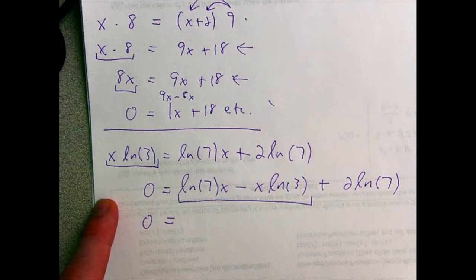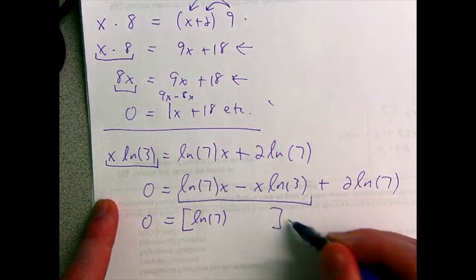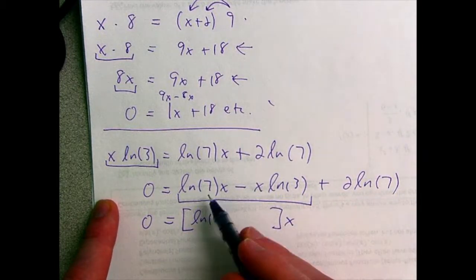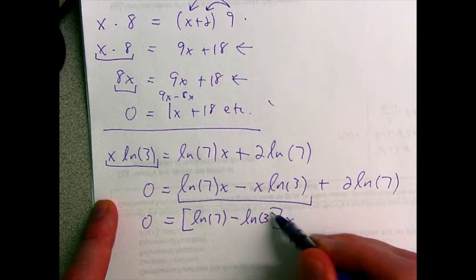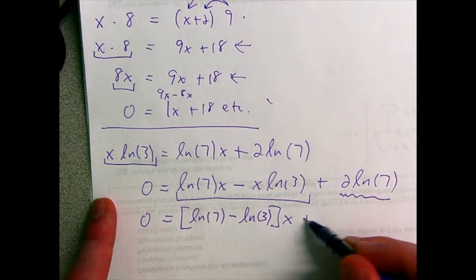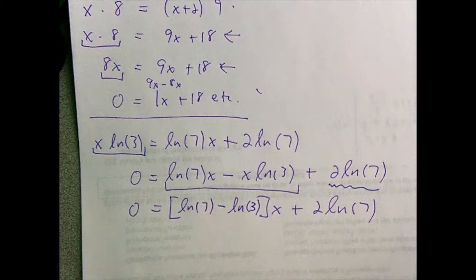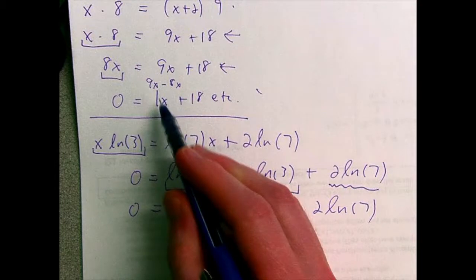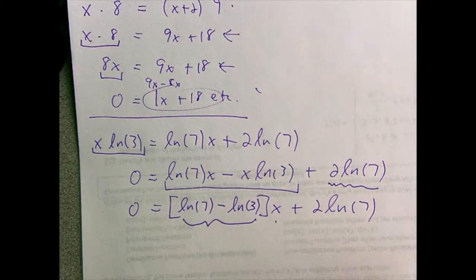Basically, x is a common factor, and you need to pull it out. If you pull out the common factor of x, here's what you get. I'm going to remove the x. What's left over if I pull the x out? I have natural log of 7 minus natural log of 3. And then I've still got this term here, the 2 natural log of 7. Now we're basically at this stage, believe it or not. Because structurally, it's a number times x plus just some number. It's a linear equation.